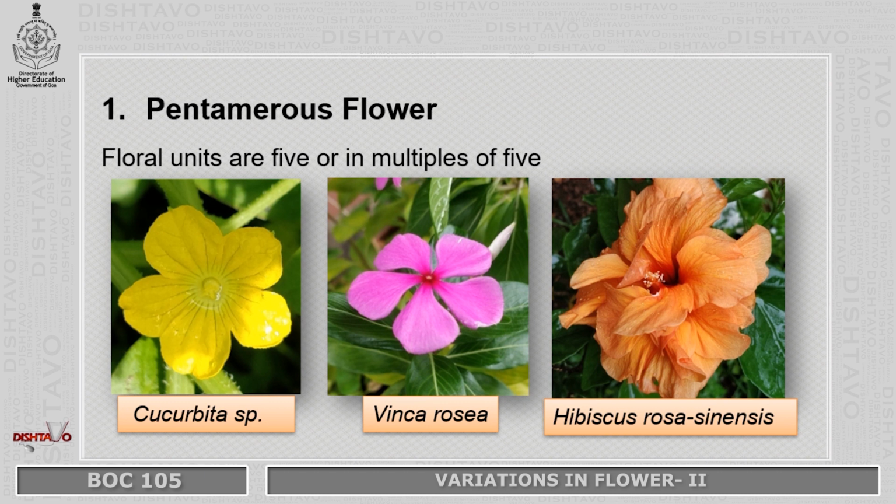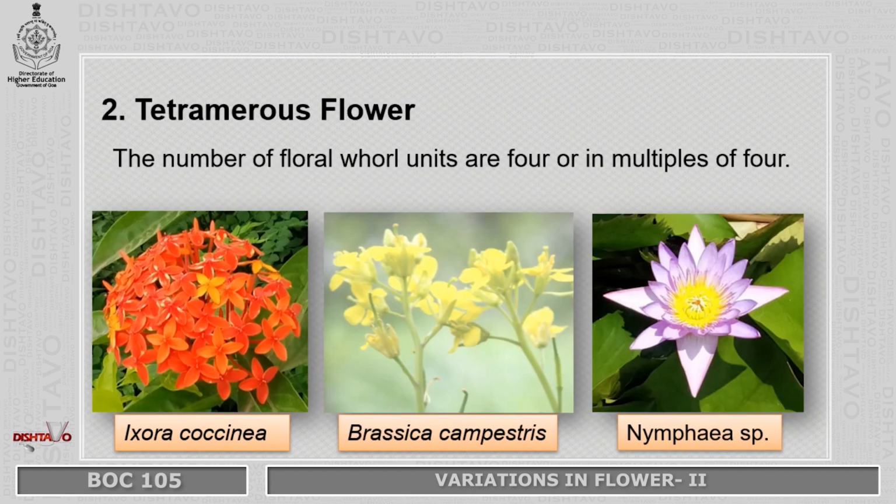In pentamerous flowers, the floral units are 5 or in multiples of 5. The examples of pentamerous flowers are Cucurbita species, Vinca rosea, which is commonly called periwinkle, and Hibiscus rosa sinensis, that is shoe flower. The second type of flower is tetramerous flower. Here, the number of floral units are 4 or in multiples of 4.